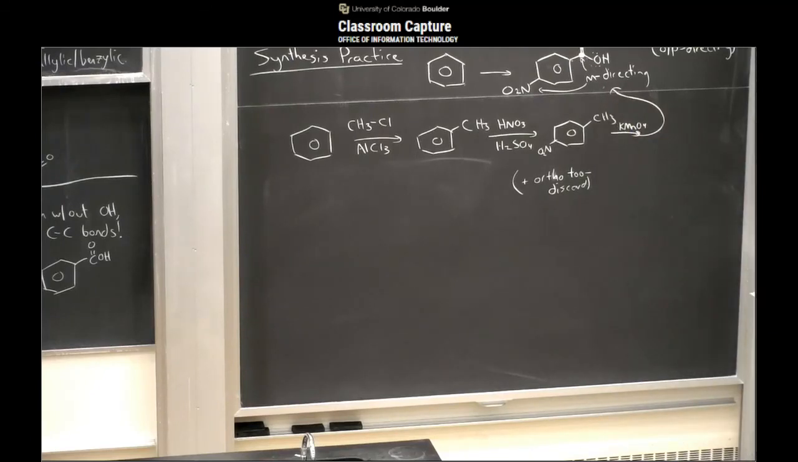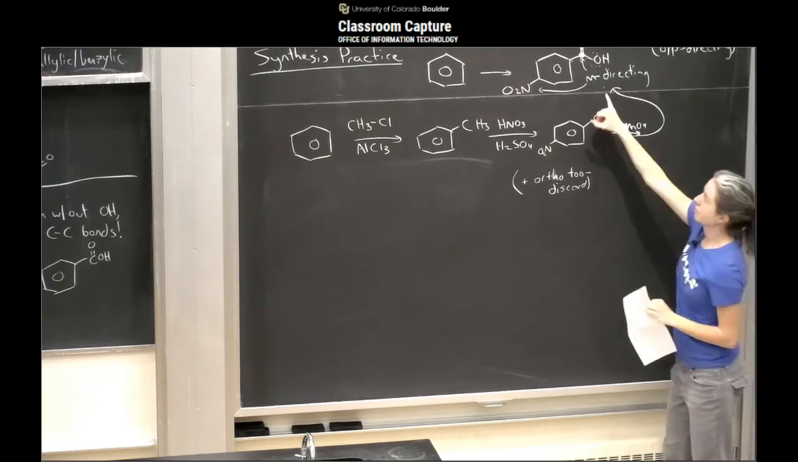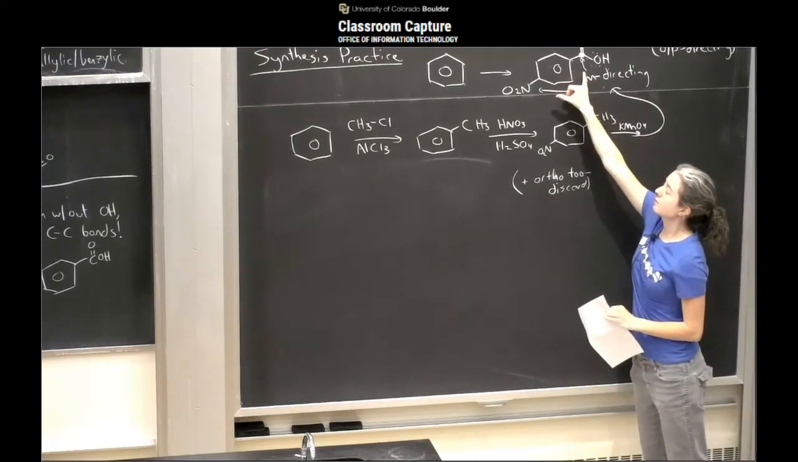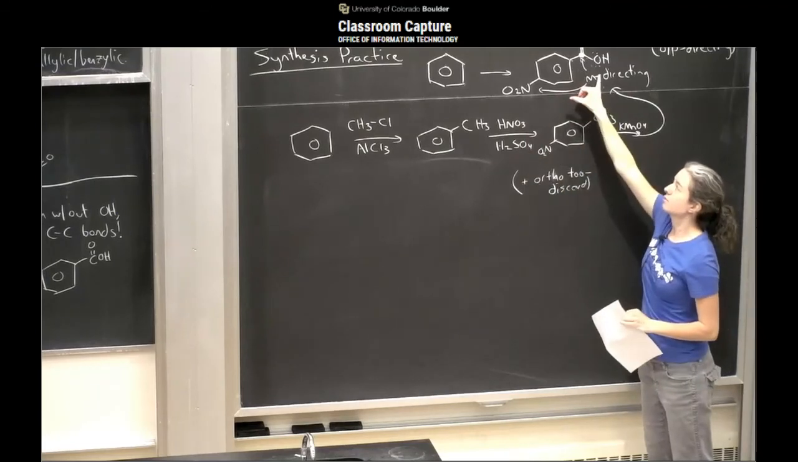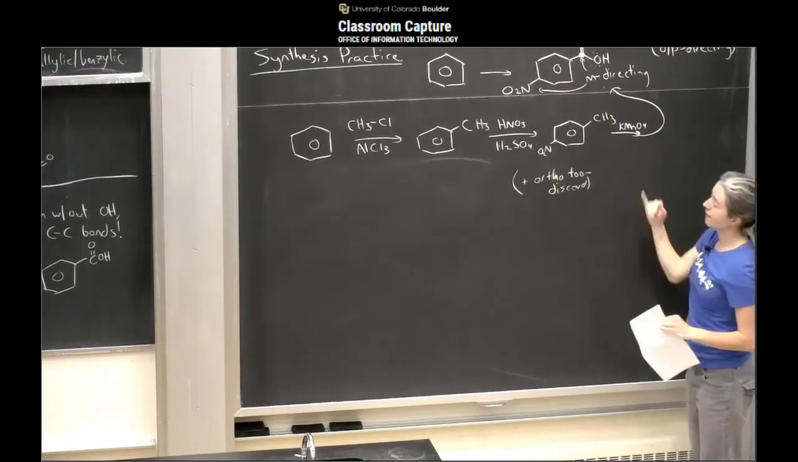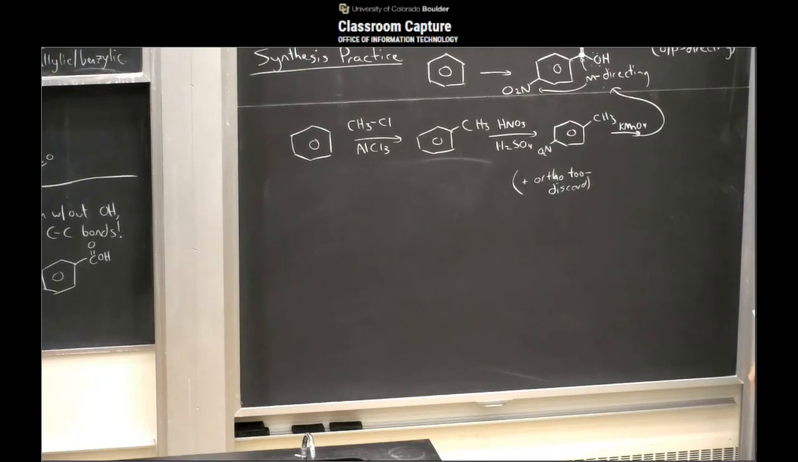Okay, so I guess the take-home message is, just because you've got the wrong directing effects in both groups for what you want, you can now start tweaking what the groups actually are, and that might flip their directing effects in ways that you can control.